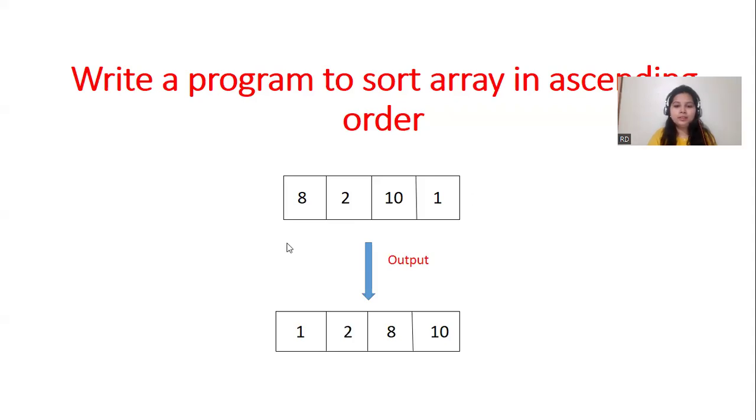Let's consider this is our input array. Then this should be our output array. In the input array, the elements are 8, 2, 10 and 1. In the output array, it should be like 1, 2, 8, 10. It should be in ascending order. So now let's see the logic.